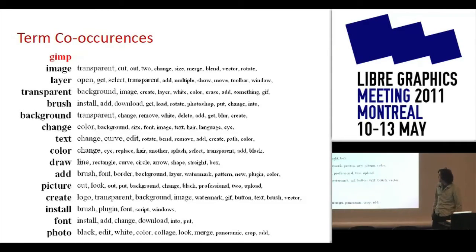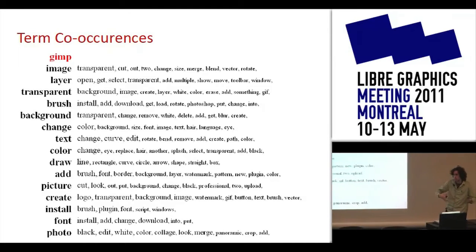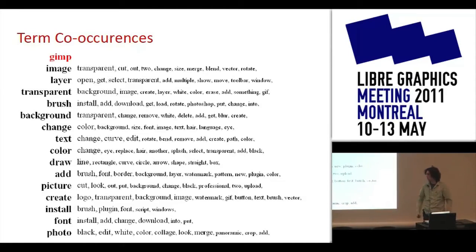So you can see right away what people want to draw: they want to draw lines, rectangles, curves, circles, etc. What do they want to do with color? Well, they change a color, eye color, hair color, etc. It's just a way of summarizing the data and getting a sense and a feel for what people are interested in doing.